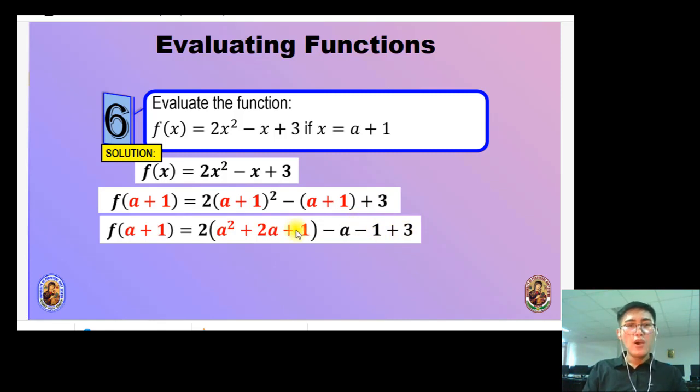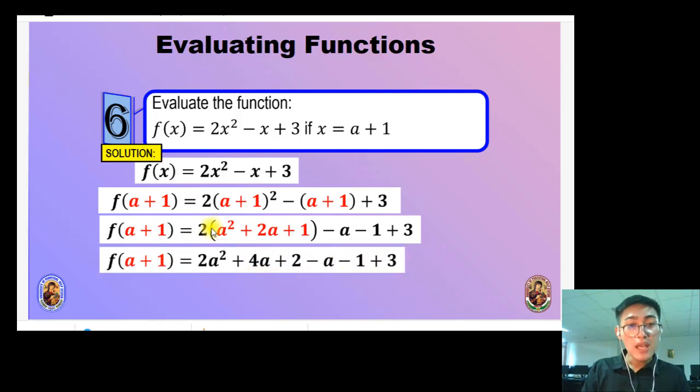Okay, next. What are we going to do here? Again, you distribute positive 2 by the distributive property of multiplication, and we will get 2 times a squared is 2a squared, 2 times positive 2a is positive 4a, and 2 times positive 1 is positive 2. Then, bring down these terms to this.